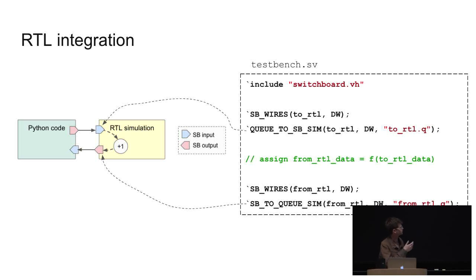For example, there's a macro to create a bundle of wires that corresponds to the Switchboard interface. There are also macros for creating both the transmit and receive directions of a Switchboard connection. One thing I haven't mentioned up to this point is that the very last argument to those macros is a string, which is a file name, and that's how we refer to these different shared memory queues. They show up as memory-mapped files, and as long as two things refer to the same file, they're connected together through a Switchboard connection.